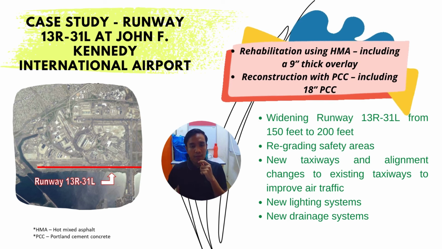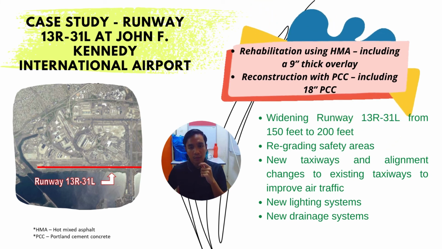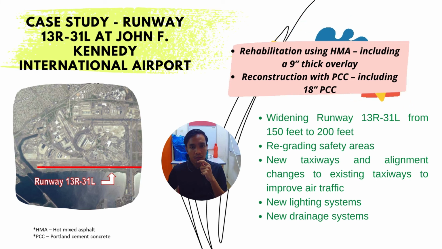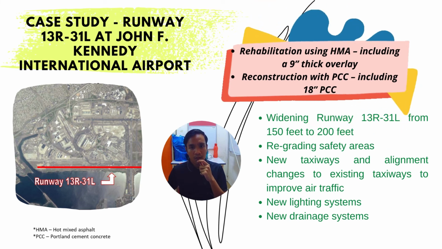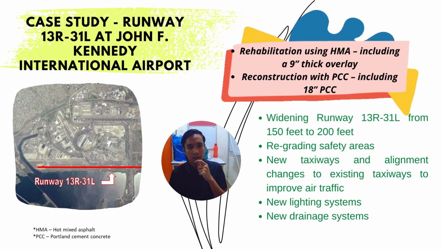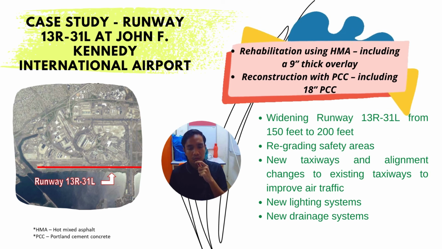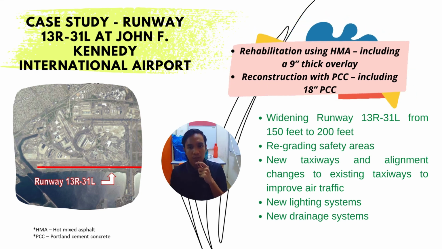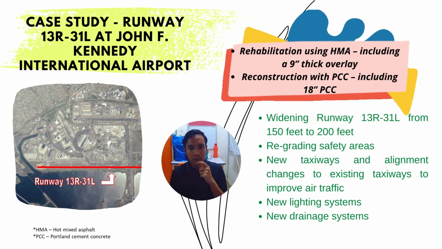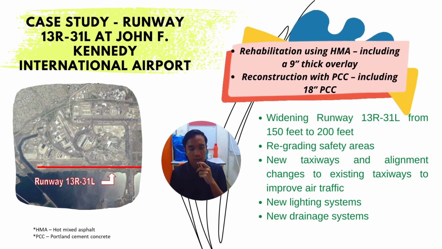So for our case study, it is located at runway 13R-31L at John F. Kennedy International Airport. So what has been done here is rehabilitation using HMA, including a 9-inch overlay, and reconstruction with PCC, including 18-inch PCC. The job done here is widening the runway from 150 feet to 200 feet, regrading safety areas, new taxiway and alignment changes to improve air traffic, new lighting system, and new drainage system.